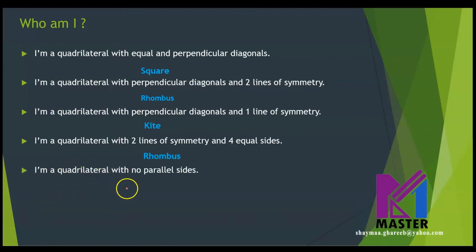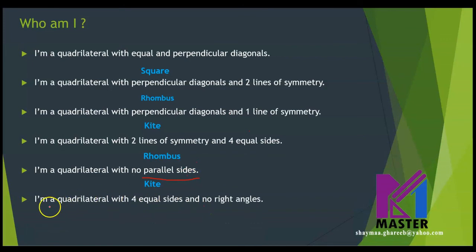I am a quadrilateral with no parallel sides. What did we say about no parallel sides? When I see no parallel sides, it means the kite, because it is the only quadrilateral with no parallel sides. I am a quadrilateral with 4 equal sides and no right angles. 4 equal sides means square or rhombus. Which one of them has no right angles? The rhombus.